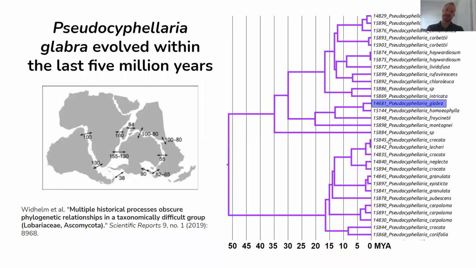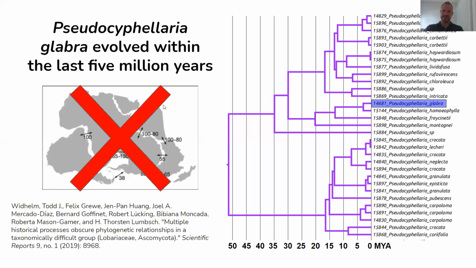When we look at a previous study that I did using target capture data, we estimated divergence times throughout the Lobarioideae, the subfamily in Peltigeraceae. And when we look at just the Pseudocyphellaria part of the tree and the dating on here, we see that glabra evolved within the past 5 million years, which is well after the breakup of Gondwana, which was around 160 to 100 million years ago. So by the time glabra was around, the continents are already in the same positions they are today.